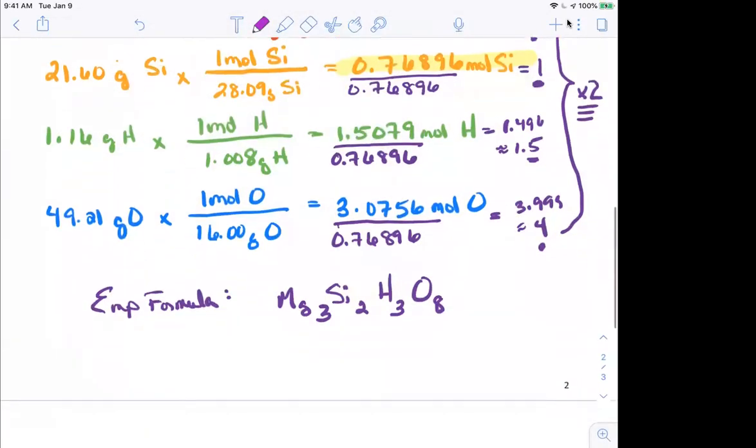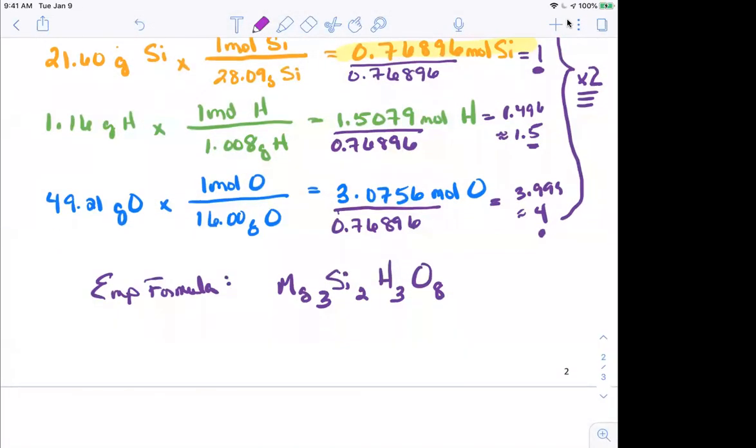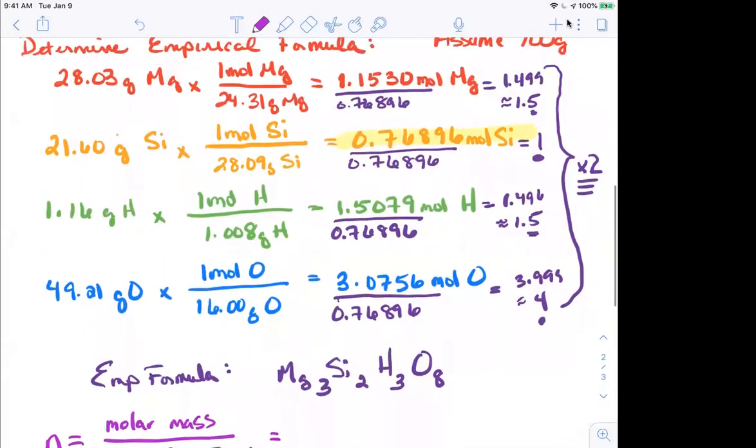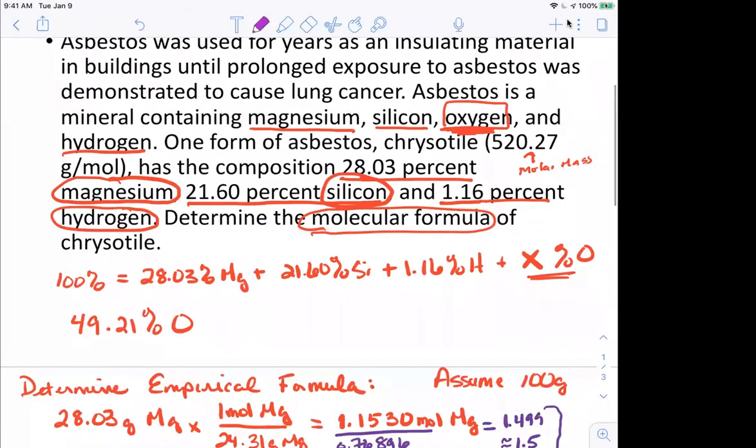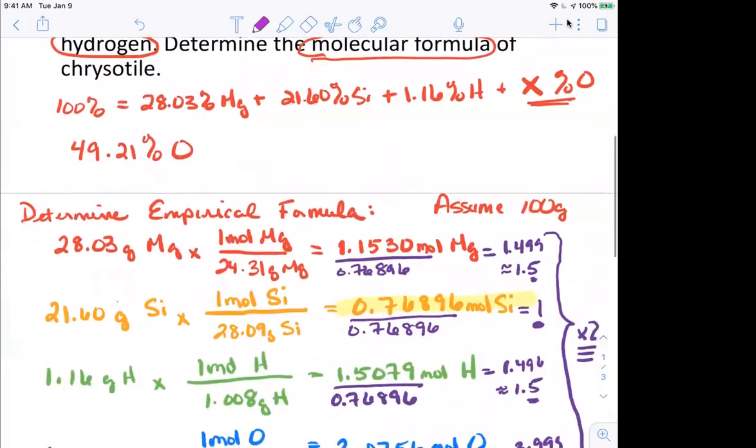So what do I have to do now? I have to find my value of n, which is going to be the molar mass divided by the mass of the empirical formula. I have to know if this is larger than 1, and if I have to multiply my empirical formula by any integer in order to get the molecular formula. So remember, in the problem, it said my molar mass was 520.27.